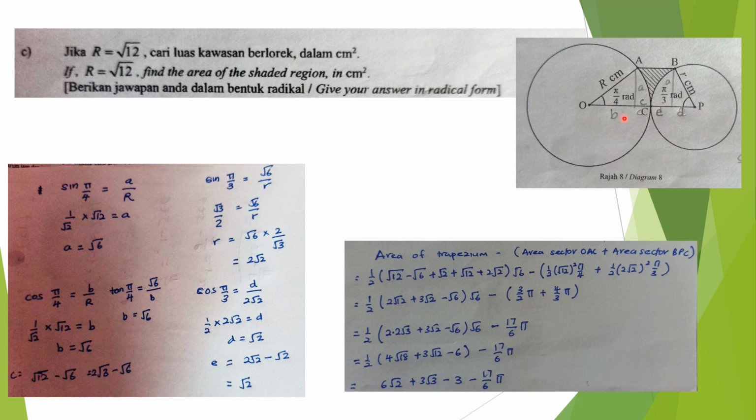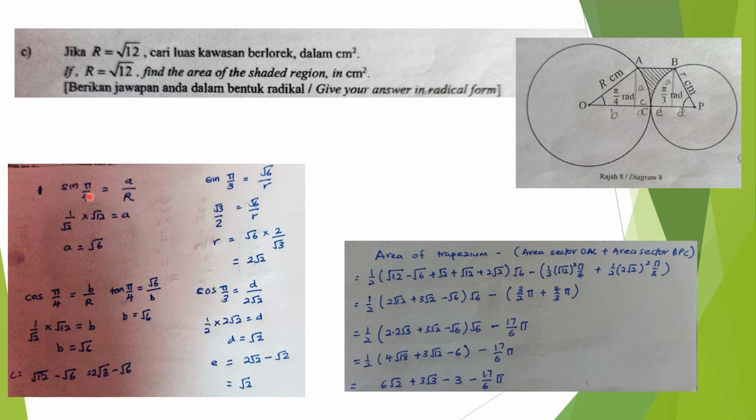So we want to find B. Before that, we find A first. How to find A? That is the opposite length. Since sine pi over 4 equals opposite over hypotenuse, so opposite is A.